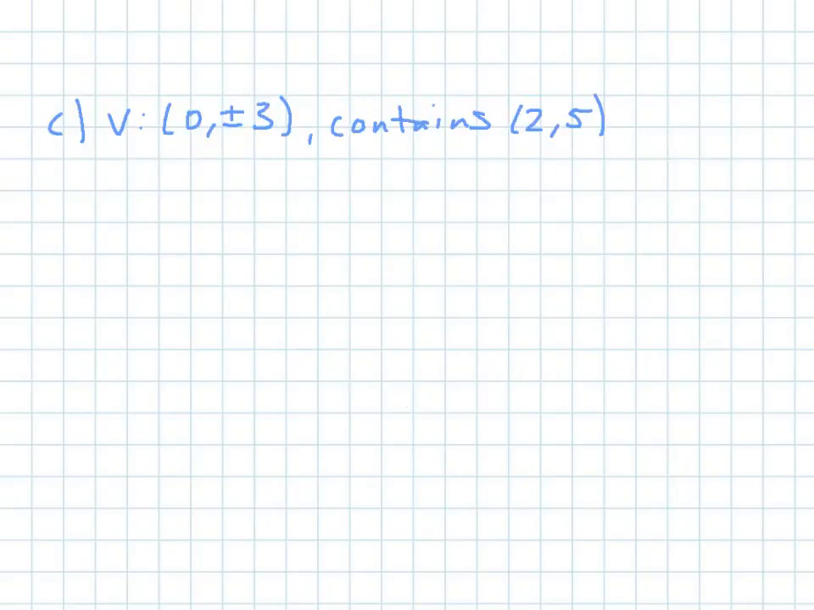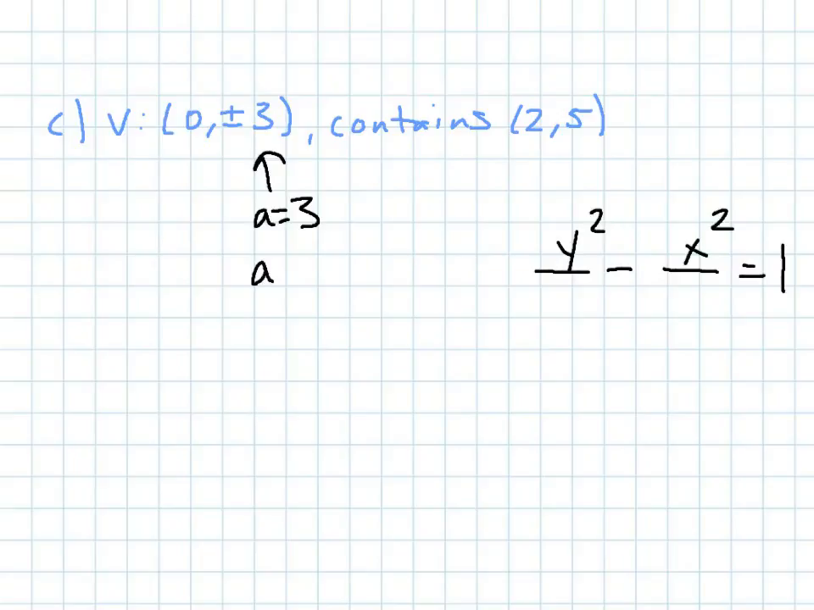Next problem. Here you're given the vertices, and it contains the point (2, 5). Same setup. Vertices give my a value, so a must be 3. The vertices, or the changing, is in the y position, so that must mean that y squared is first here, x squared second. Therefore, a squared is 9, so I'll put that under the y squared there.